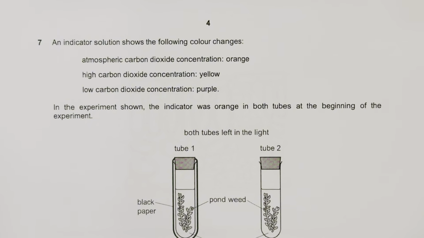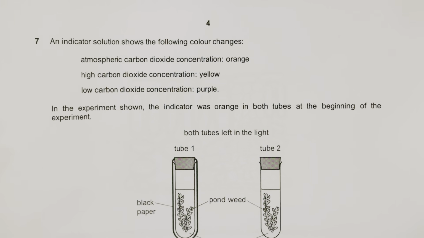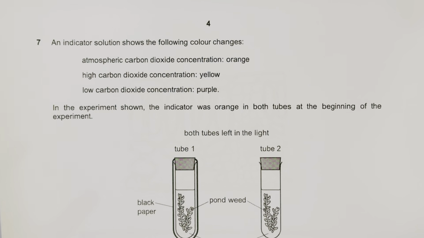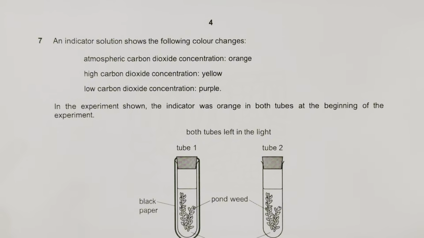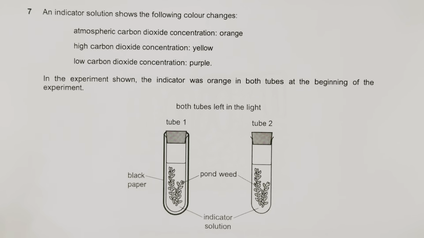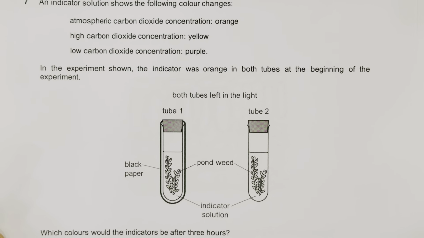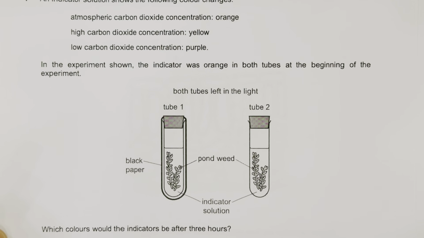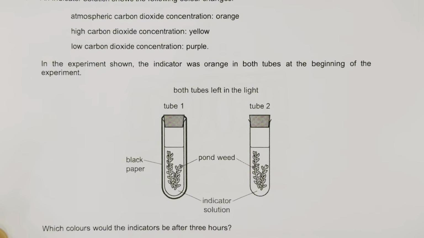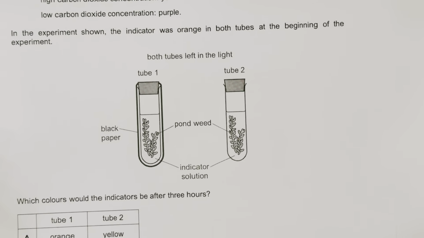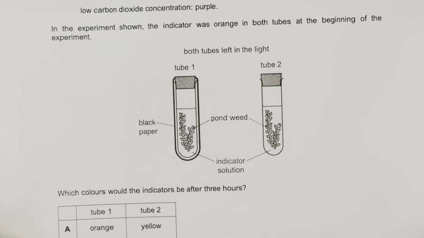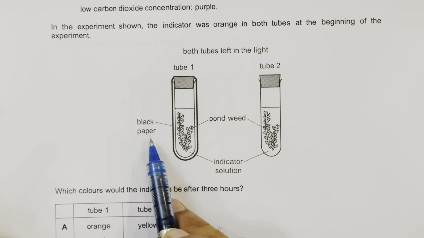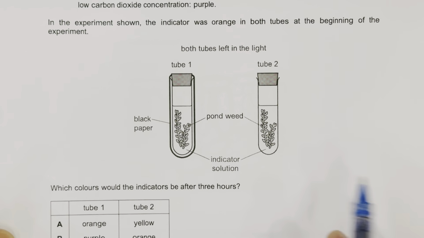An indicator solution shows the following color changes. Atmospheric carbon dioxide concentration changes it to orange. High carbon dioxide concentration changes it to yellow. Low carbon dioxide concentration changes it to purple. In an experiment, the indicator was orange in both tubes at the beginning of the experiment. Both tubes were left in the light. Tube 1 is covered with black paper, and tube 2 is not covered with anything.